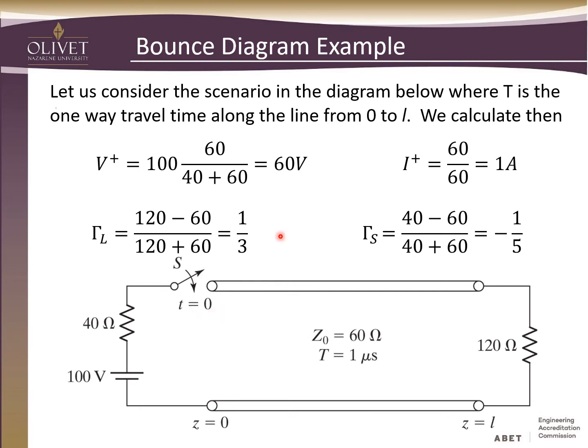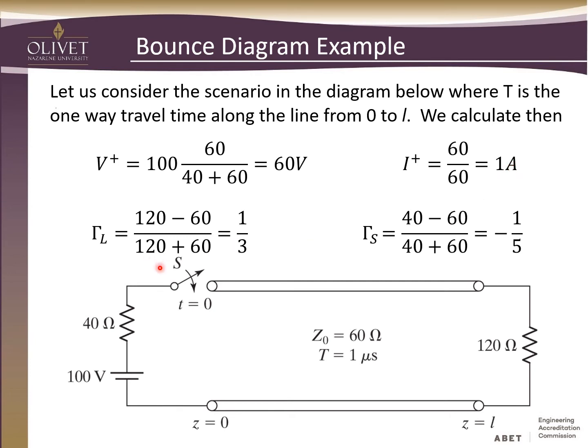Okay, so we can go ahead and calculate what our initial transmission voltage is on the line. So that's going to be our 100 times 60 over 40 plus 60, just as we saw before, and so that gives me 60 volts. And then our current, we just divide that out, so we have 60 volts over 60 ohms, the impedance here, and so that gives us 1 amp. So that's our initial amperage on there.